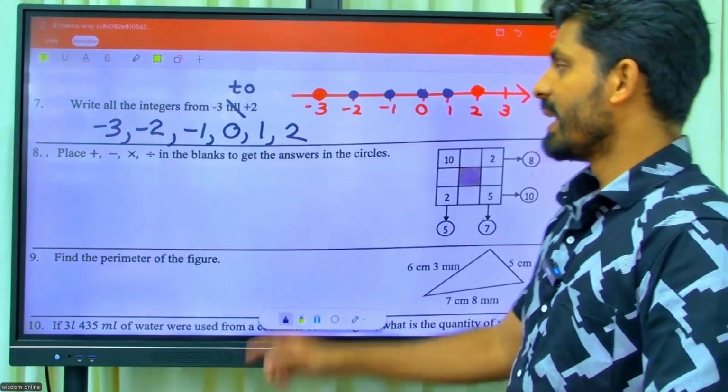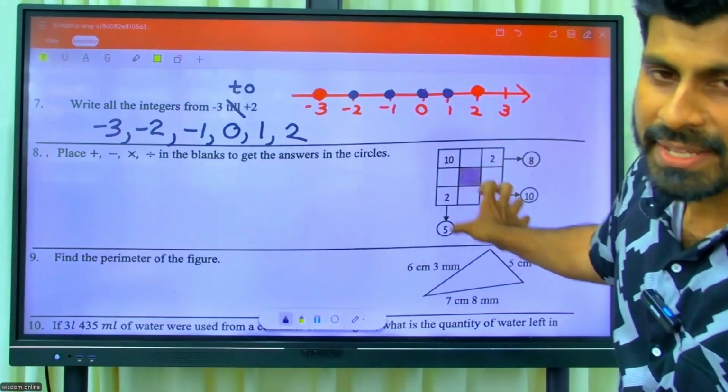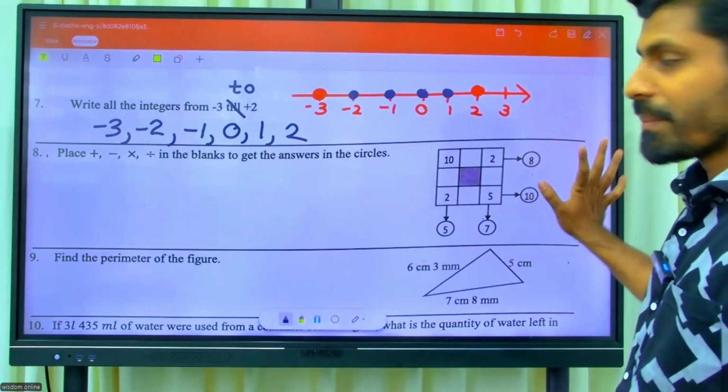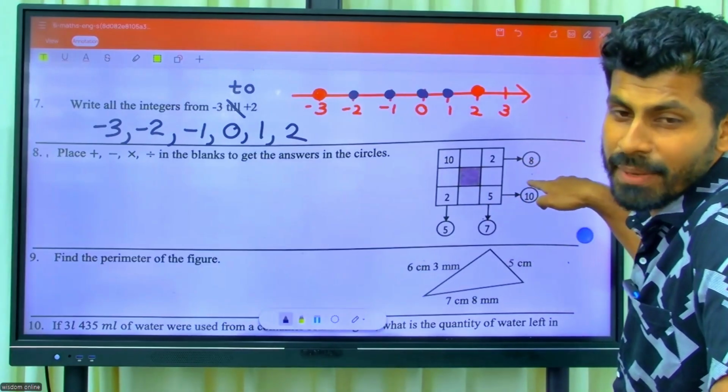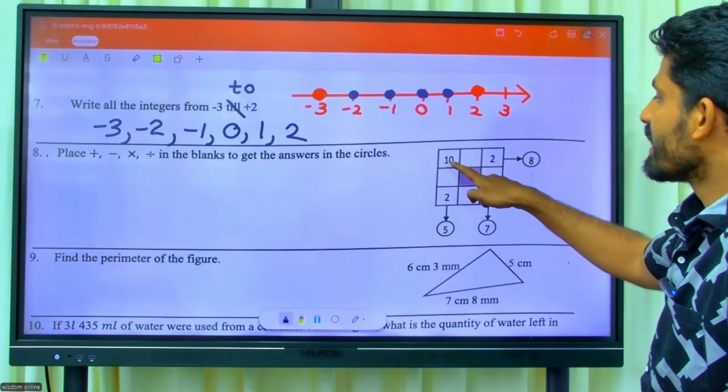Right. Okay. This one is very funny one. Right? Very funny. 8. 8 means 10.